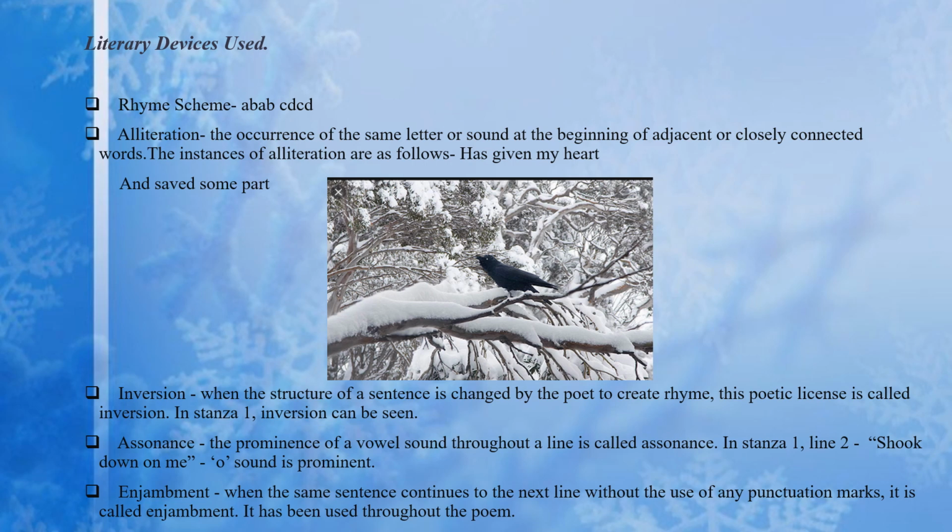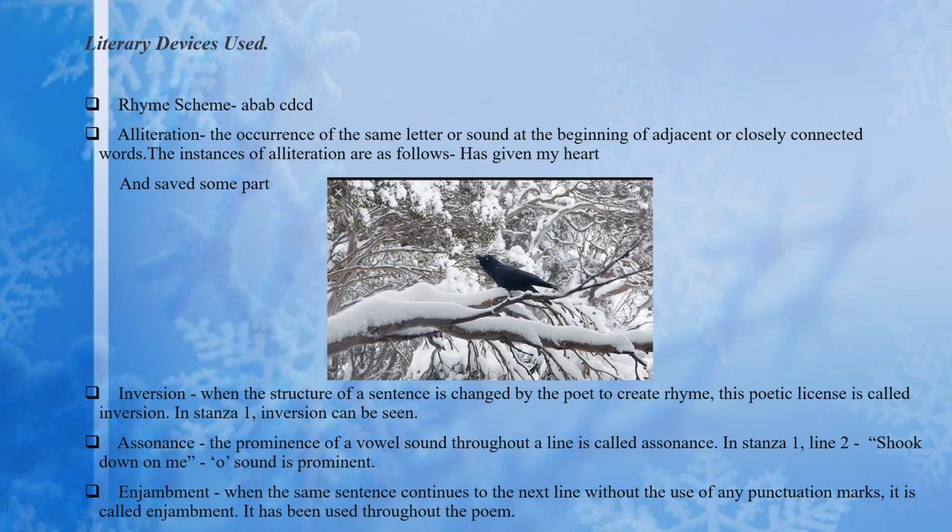The rhyming scheme here is AB, AB, CD, CD. The alliteration, which is the occurrence of the same letter or sound at the beginning of adjacent or closely connected words. Here is has given my heart and saved some part. Next is inversion, when the structure of a sentence is changed by the poet to create rhyme. This poetic license is called inversion. In stanza 1, inversion can be seen.